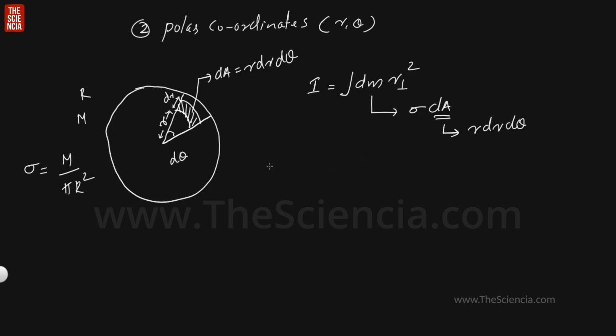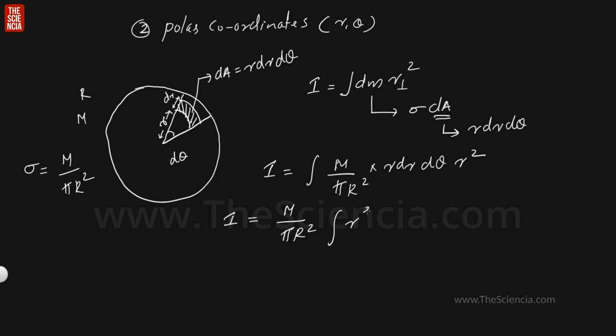So we are substituting all these values, that is I equal to integral dm, that is sigma dA. Sigma we know is m by pi R square, into dA, which is r dr d theta, into r perpendicular, that is r square. Now what do we get? Here you can take the constants outside, that is m by pi R square integral r cube dr integral d theta.